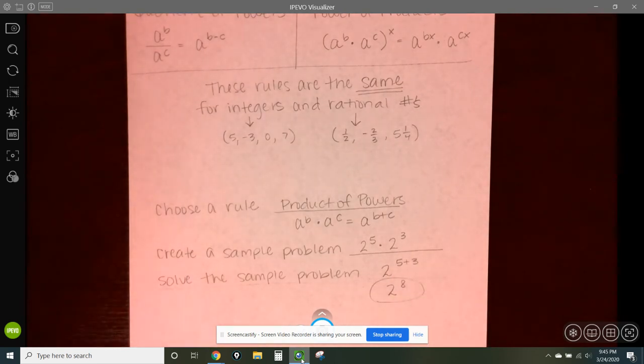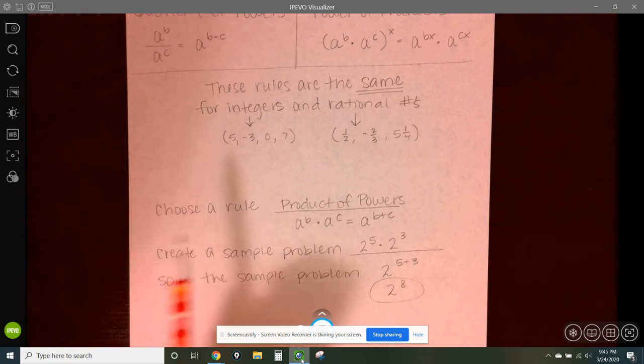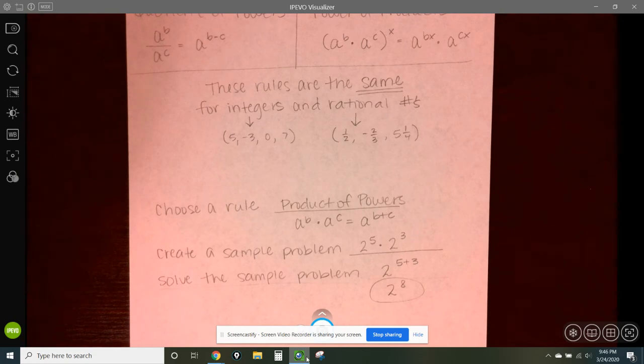So that's all you have to do for the discussion. You just have to choose one of the rules, create a sample problem, and solve it. So the point of the discussion is just for me to be able to see you do one problem in more detail. So that's what you're going to do on this discussion.